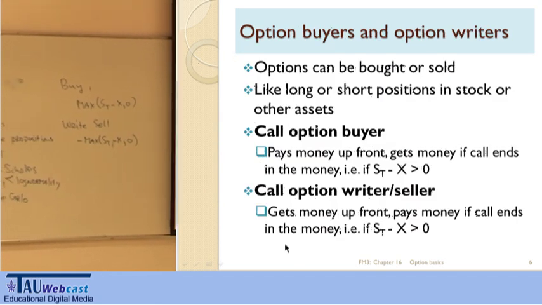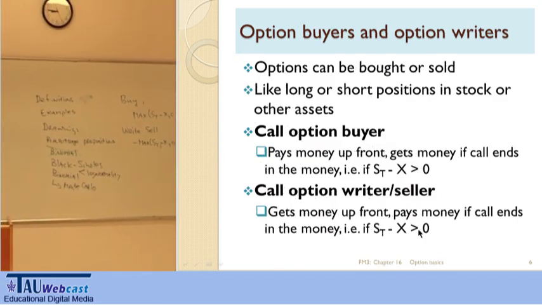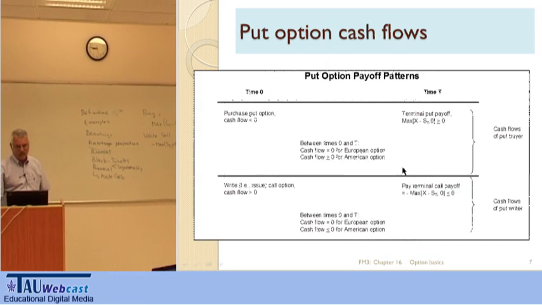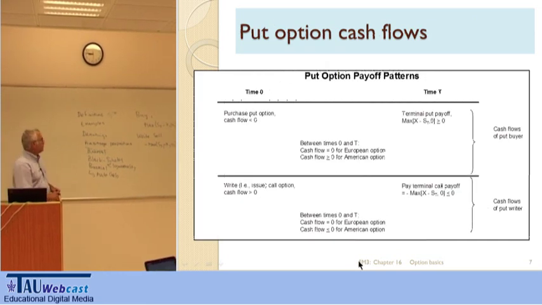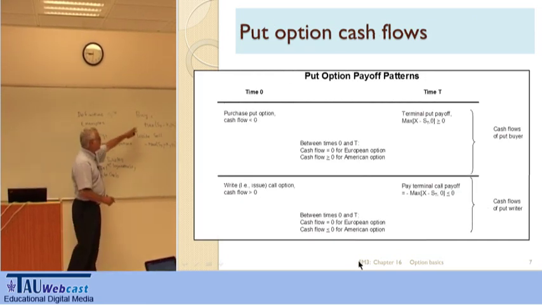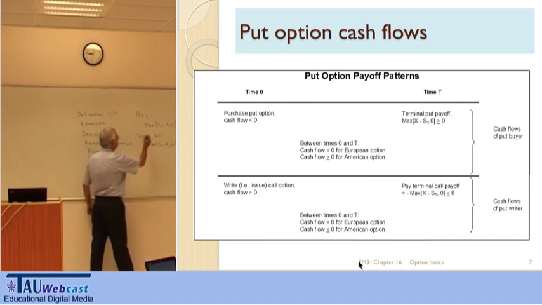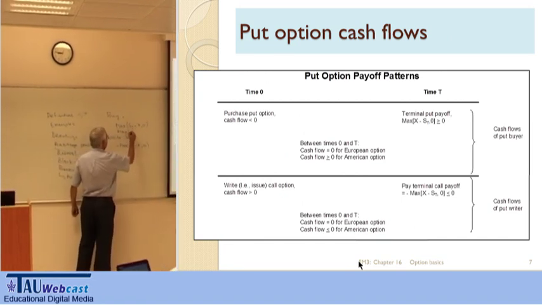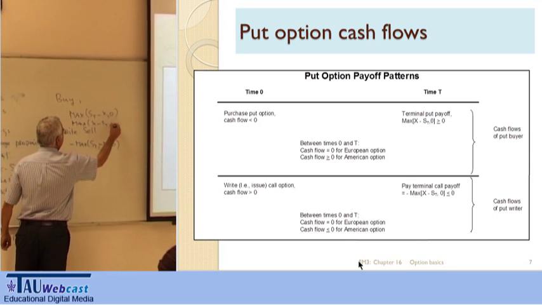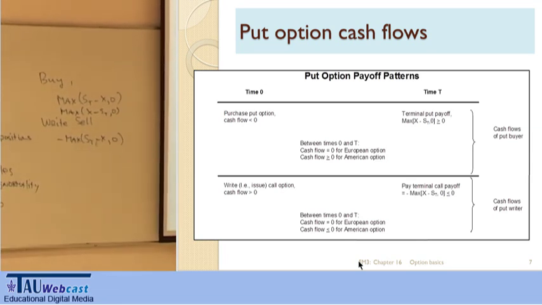I think that's what I just said. And here's a put. This is for calls, and for puts, it's max(X minus ST, 0). I hope I'm not saying anything that people don't know.